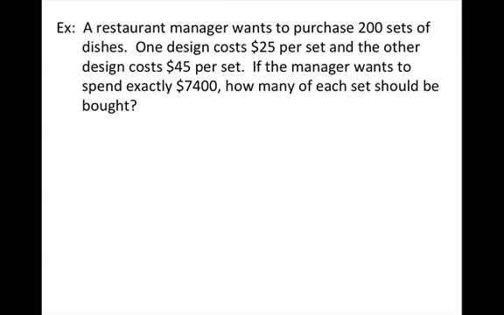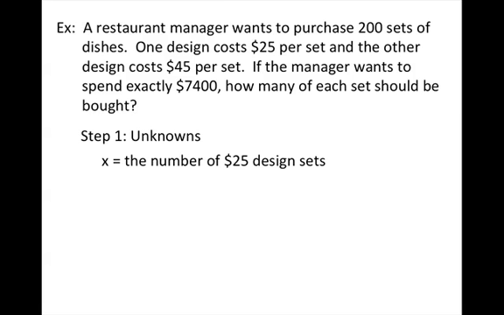In the next example, a restaurant manager wants to purchase 200 sets of dishes. One design costs $25 per set and the other design costs $45 per set. If the manager wants to spend exactly $7,400, how many of each set should be bought? So first, begin with your unknowns. I'm asked for the number of each set that should be bought. So let's let X be the number of $25 design sets, and let Y be the number of $45 design sets.